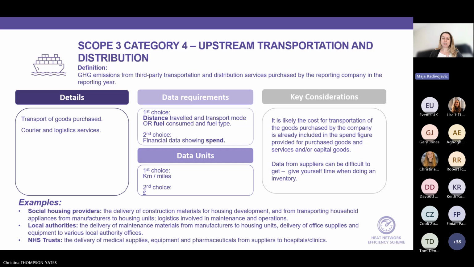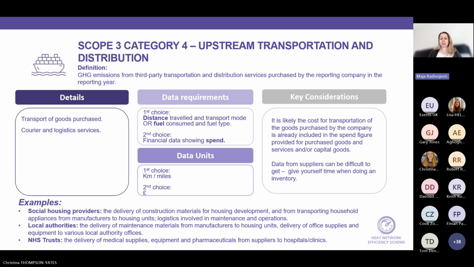The data requirements we typically look for here would include things like the distance traveled and the transport mode used, or alternatively, the fuel consumed and fuel type. We can also accept secondary data. So if activity data isn't available, which often won't be, financial data showing spending can also be used.